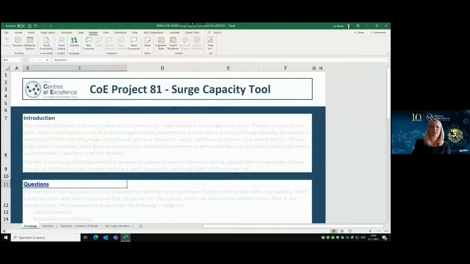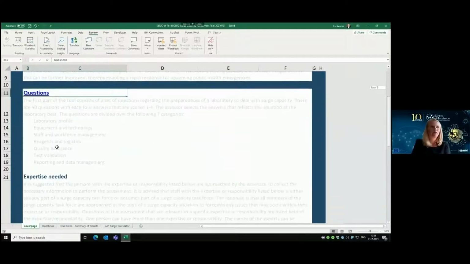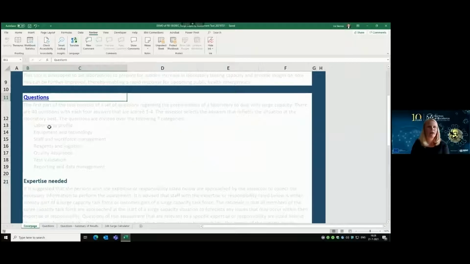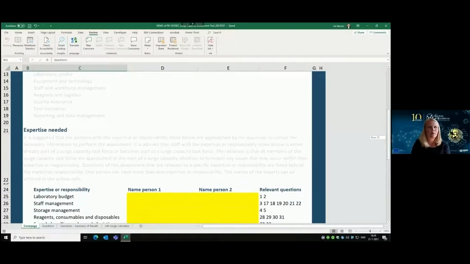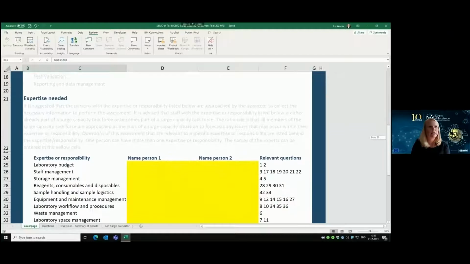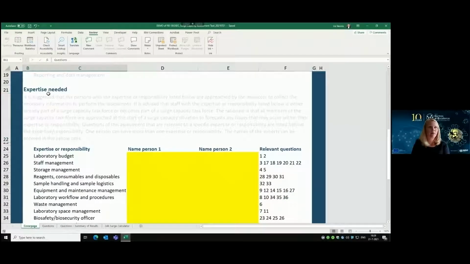If I scroll a little bit down, we see a box with information about the questions part. And here again, there's some information about how to score it and the different areas of the questions. I will go into detail about that a little bit later. But what I would like to explain is that here it has some information about the expertise that is needed to fill out the questions. As Joris already explained, there might be different expertises or responsibilities, people working in a lab that should be consulted to fill out the questions.